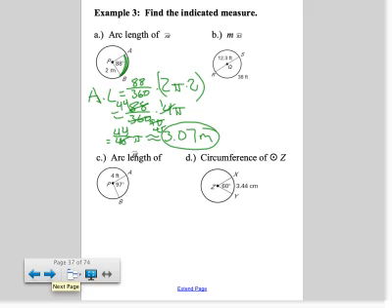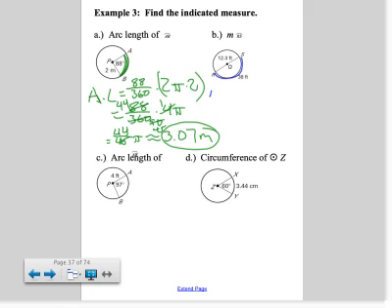Part B here says find the measure of arc RS. Really, there's not a whole lot to do here. But here's RS, right? You can set this up a few different ways. And again, don't assume that's a diameter. Some of you might want to assume that's a diameter. Don't assume it. They're asking you to find the measure, so I doubt it's going to be that simple. Maybe it is. We'll find out in a second.